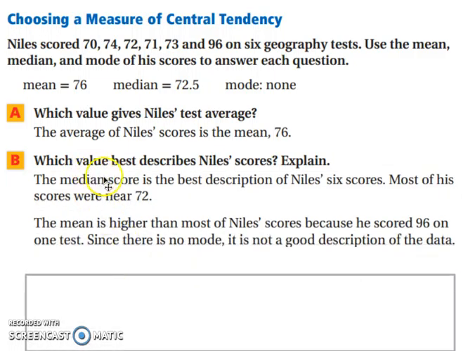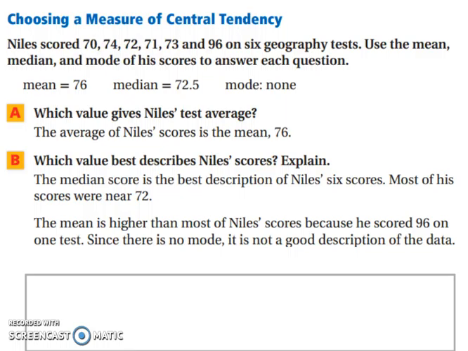So the median score is the best description of Niles' 6 scores. Most of his scores were near 72. The mean is higher than most of Niles' scores because he scored 96 on one test. Since there's no mode, it's not a good description of the data at all. So the mode doesn't help us, but the mean also doesn't help us. So all we have is the median because that fits most of Niles' test score data.